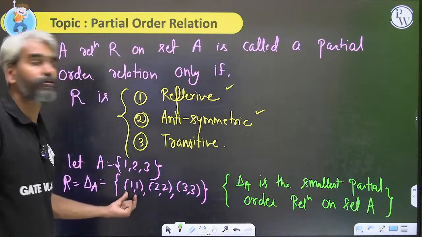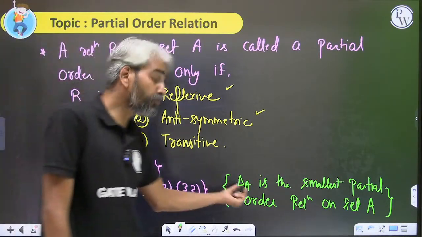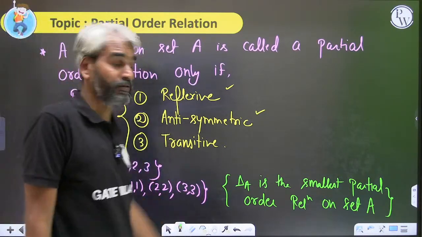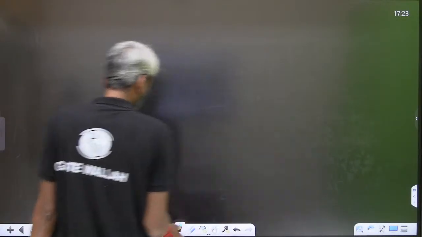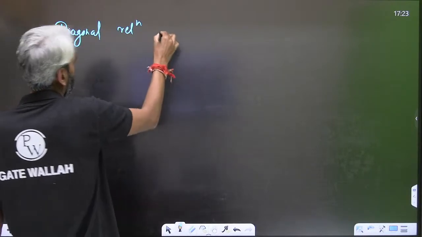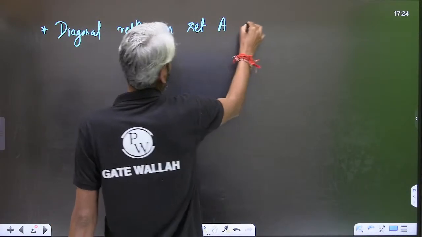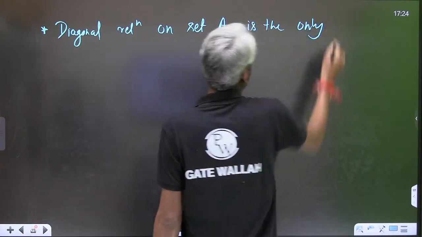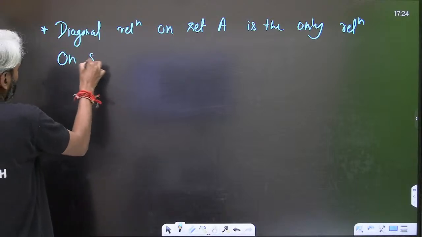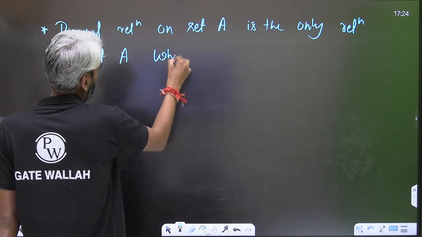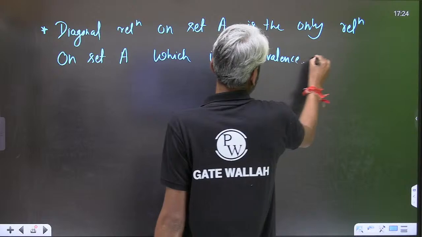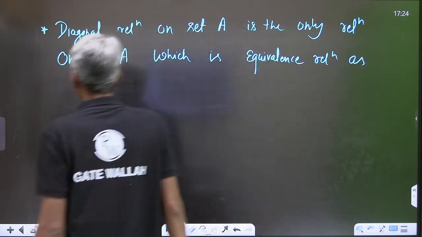Please remember, this is also an equivalence relation. So please remember that the diagonal relation on set A is the only relation on set A which is an equivalence relation as well as a partial order relation.